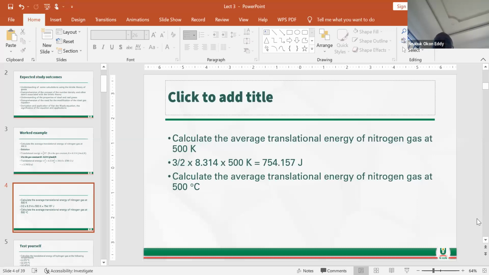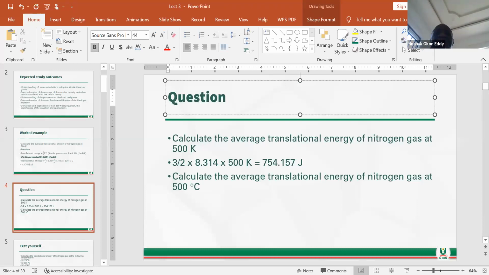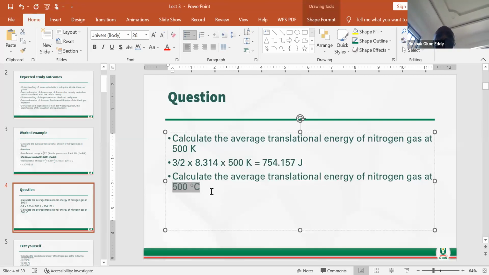And calculate the average translational energy of nitrogen gas at 500 degrees Celsius. That is not going to be the same as 500 Kelvin. First of all, you have to convert the degrees Celsius. 500 degrees Celsius is equal to 273 plus 500 in Kelvin. The answer will be in Kelvin. We have to convert it to Kelvin. You know, we started with the SI unit. So most of your questions, when you're answering your questions, the unit of expression should be SI unit. So that gives us 773 Kelvin.